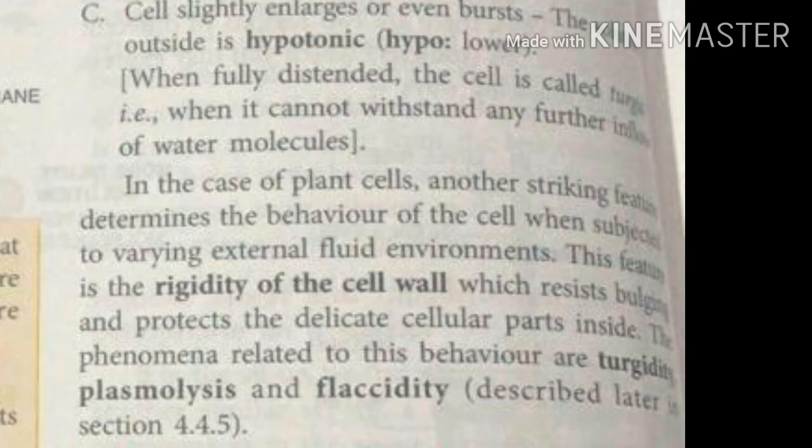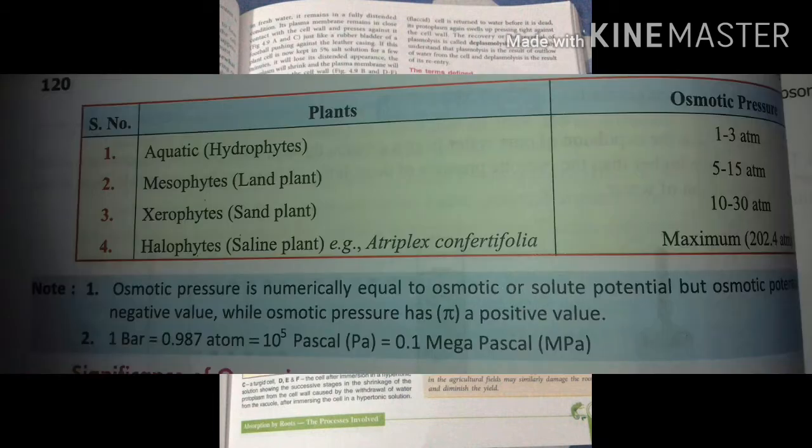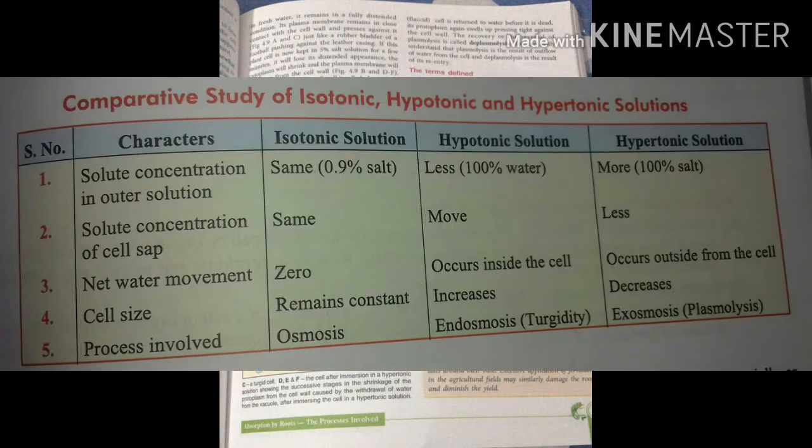When fully distended, the cell is called turgid, that is, when it cannot withstand any further inflow of water molecules. In the case of a plant cell, another striking feature determines the behavior of the cell when subjected to varying external fluid environments. The feature is the rigidity of the cell wall, which resists bulging and protects the delicate cellular parts inside. The phenomena related to the behavior are turgidity, plasmolysis and flaccidity.